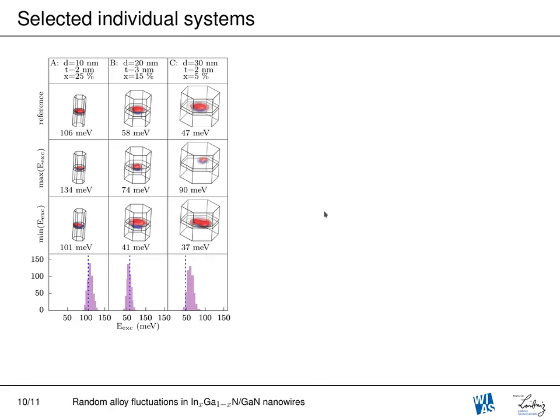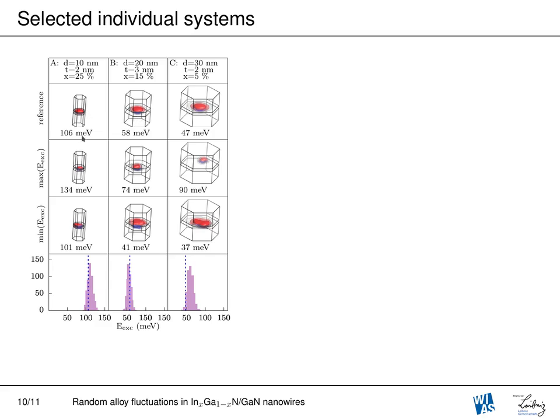Now in the next step, let's have a look at some selected individual systems. We have picked some typical reference systems from our whole study. System A is a thin wire, insertion thickness is 2 nanometers, with an indium content of 25% in the active layer. System B is a thicker wire with a thicker insertion of 3 nanometers and 15% indium content. And system C has a wire diameter of 30 nanometers, insertion thickness again of 2 nanometers, and a very low indium content.